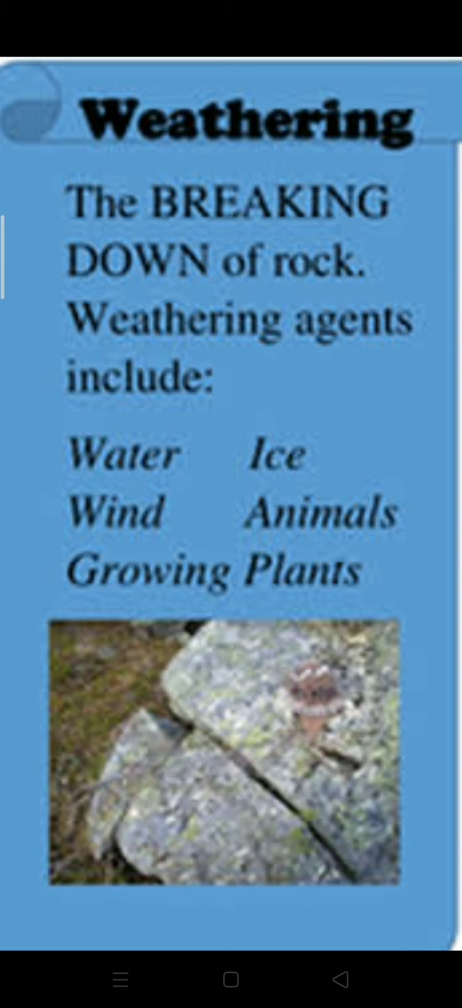So there are different ways, because of different agents the rock breaks down, like water, wind, that I said, growing plants, even animals can push it, correct? And even ice. So because of all these different agents there is breaking of rocks. This is called as weathering.